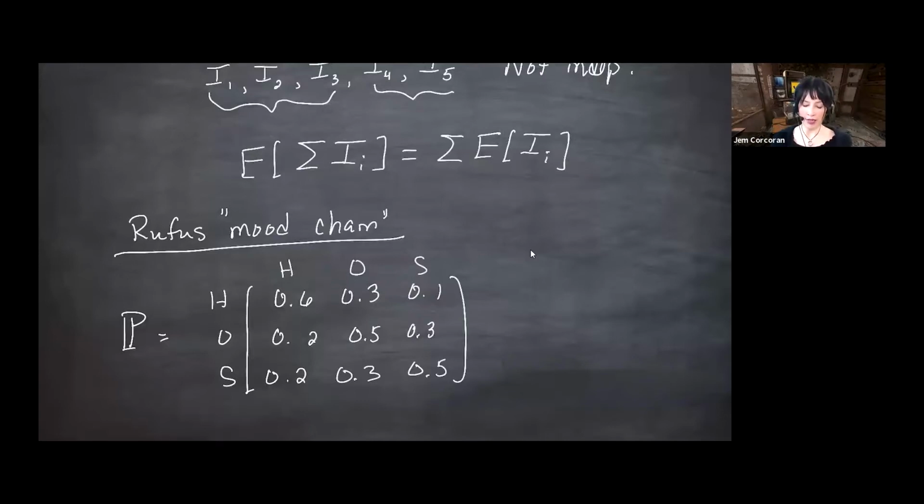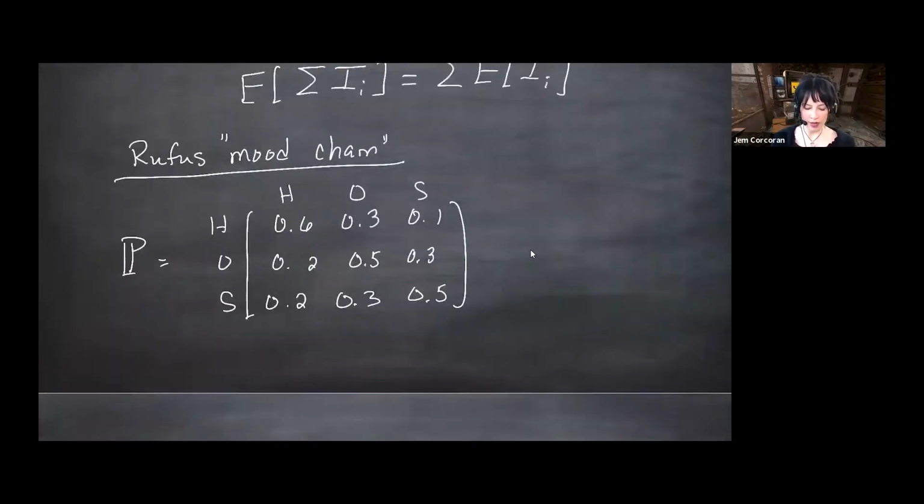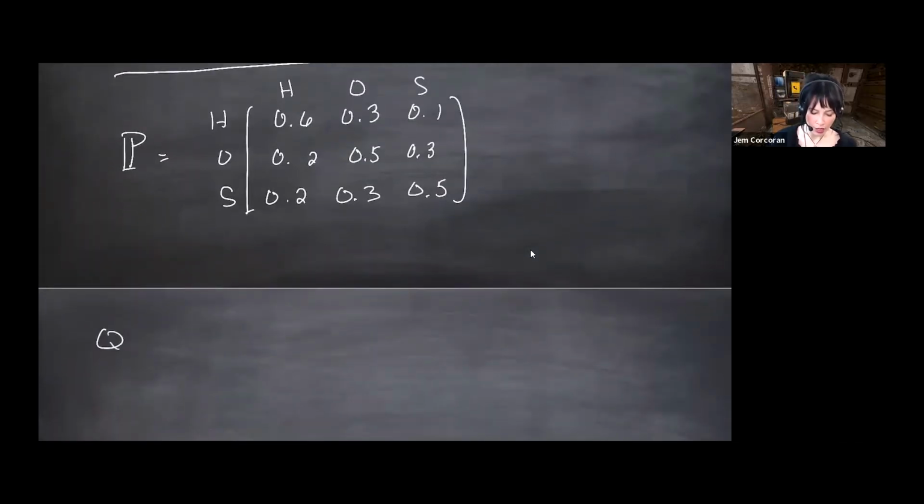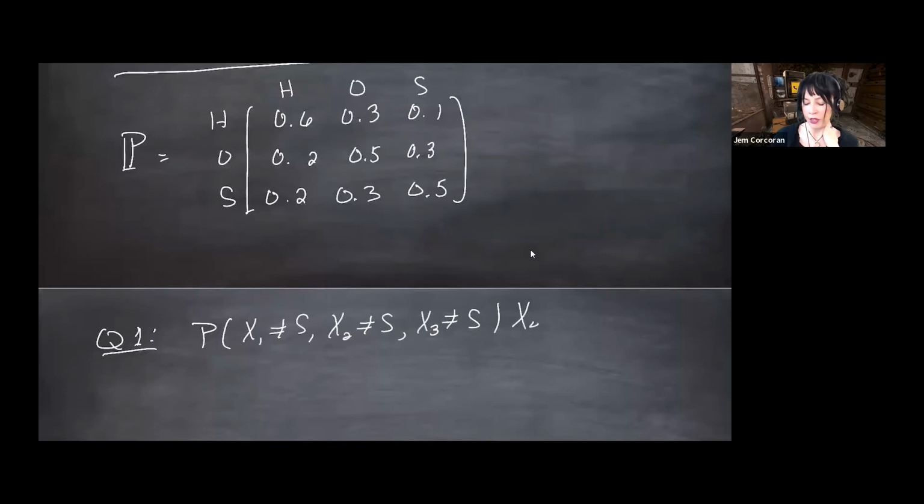And we wanted to find, and we did, so this was question one, and I'm not going to drag you through it again, but I did want to recap it. One of the biggest parts of this is turning it from English into the math. We had that Rufus was happy, and we want the probability that he's not sad on any of the three following days. So we wanted the probability that X1 is not sad, and X2 is not sad, and X3 is not sad, given that at time 0 he was happy.